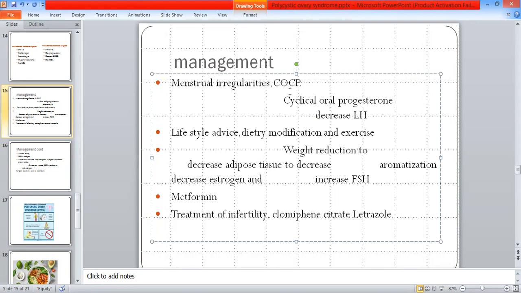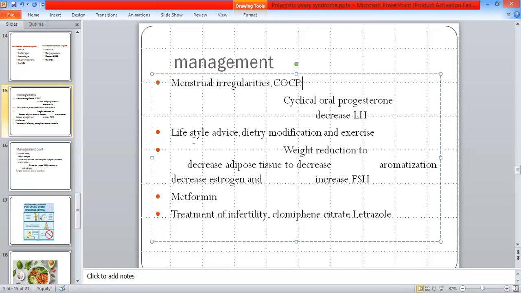And this combined oral contraceptive pill also improves the features of the androgenic axis. As I have already told you, due to androgen there is increased hirsutism and acne. When we prescribe the combined oral contraceptive pill to the patient, it decreases the LH level. So androgenic manifestations also decrease with the COCP.